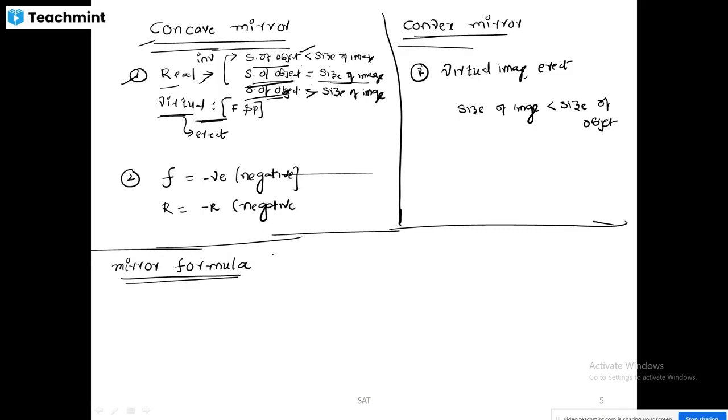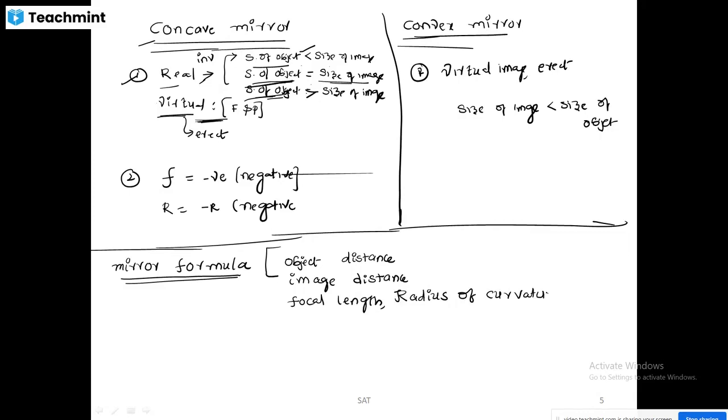What is the mirror formula? This mirror formula gives the relation between the object distance, image distance, focal length, and also radius of curvature. So we need to make the relation between the object distance and image distance, focal length, and radius of curvature.